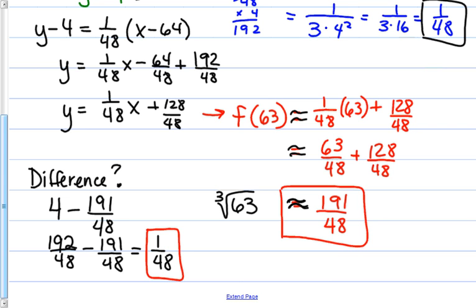But if they hadn't asked for that and they had just asked for an approximation of the cubed root of 63, we would have been done right here. Okay.